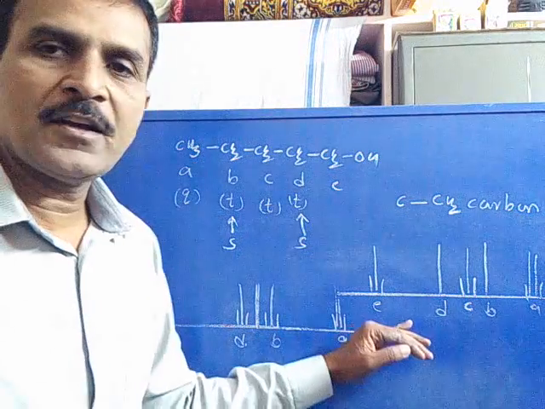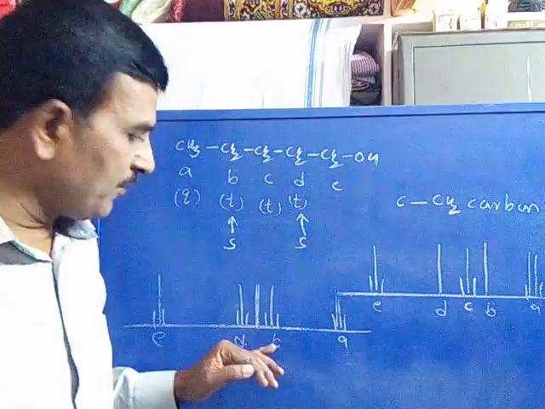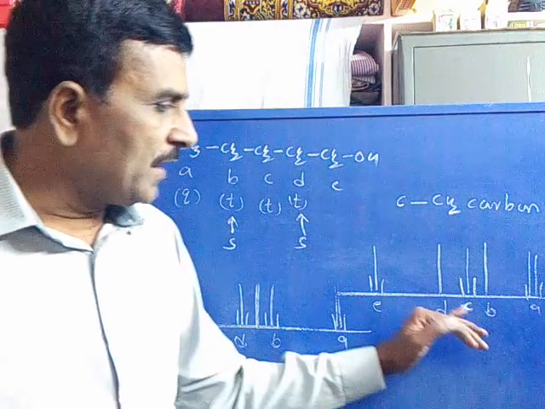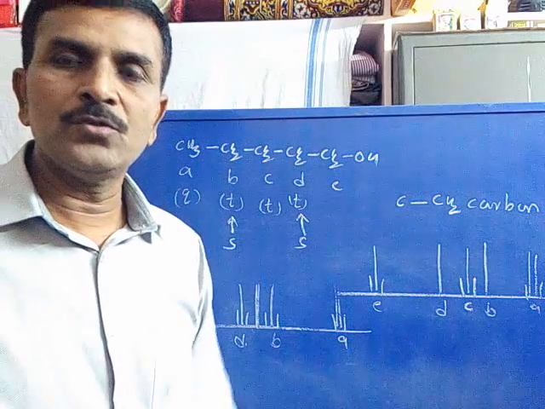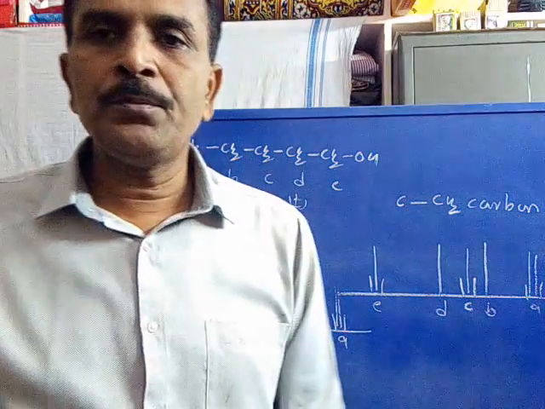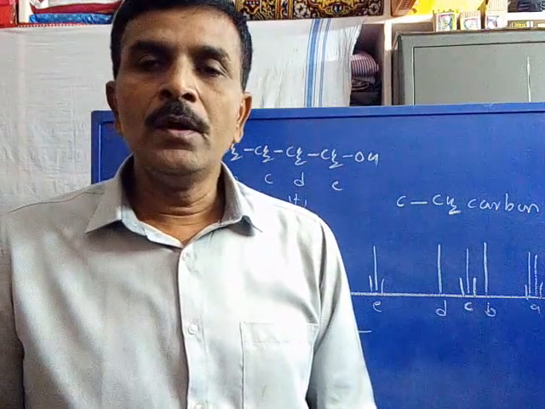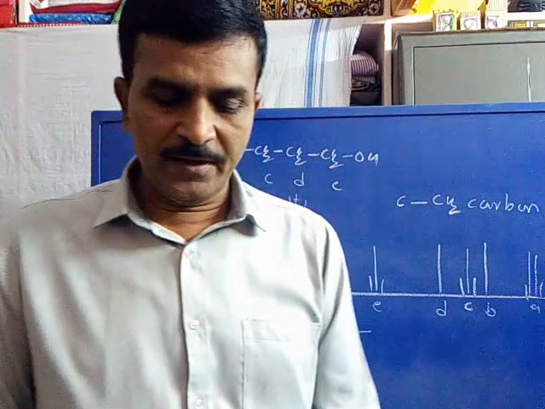Now these two spectra are selective proton decoupled spectra, where the first spectrum indicated B and D are CH2 and the second spectrum indicated C is also CH2. So this is about the selective proton decoupled spectrum. Is it clear? Now let us go for another type of C13 NMR spectra.